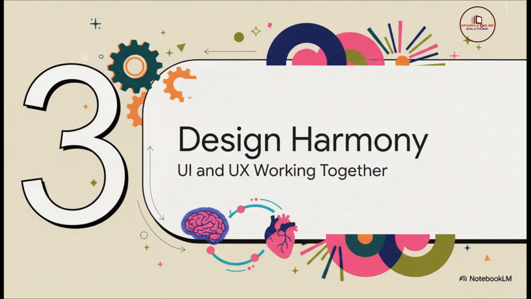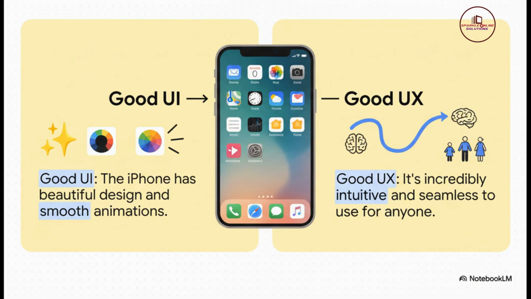Let's take a look. When you think of a product that gets both right, the iPhone is a classic example. The UI is just beautiful. The icons, the smooth animations, and the UX, flawless. It's so intuitive that practically anyone, from a toddler to a grandparent, can pick it up and use it. That's the magic right there. Good UI plus good UX.